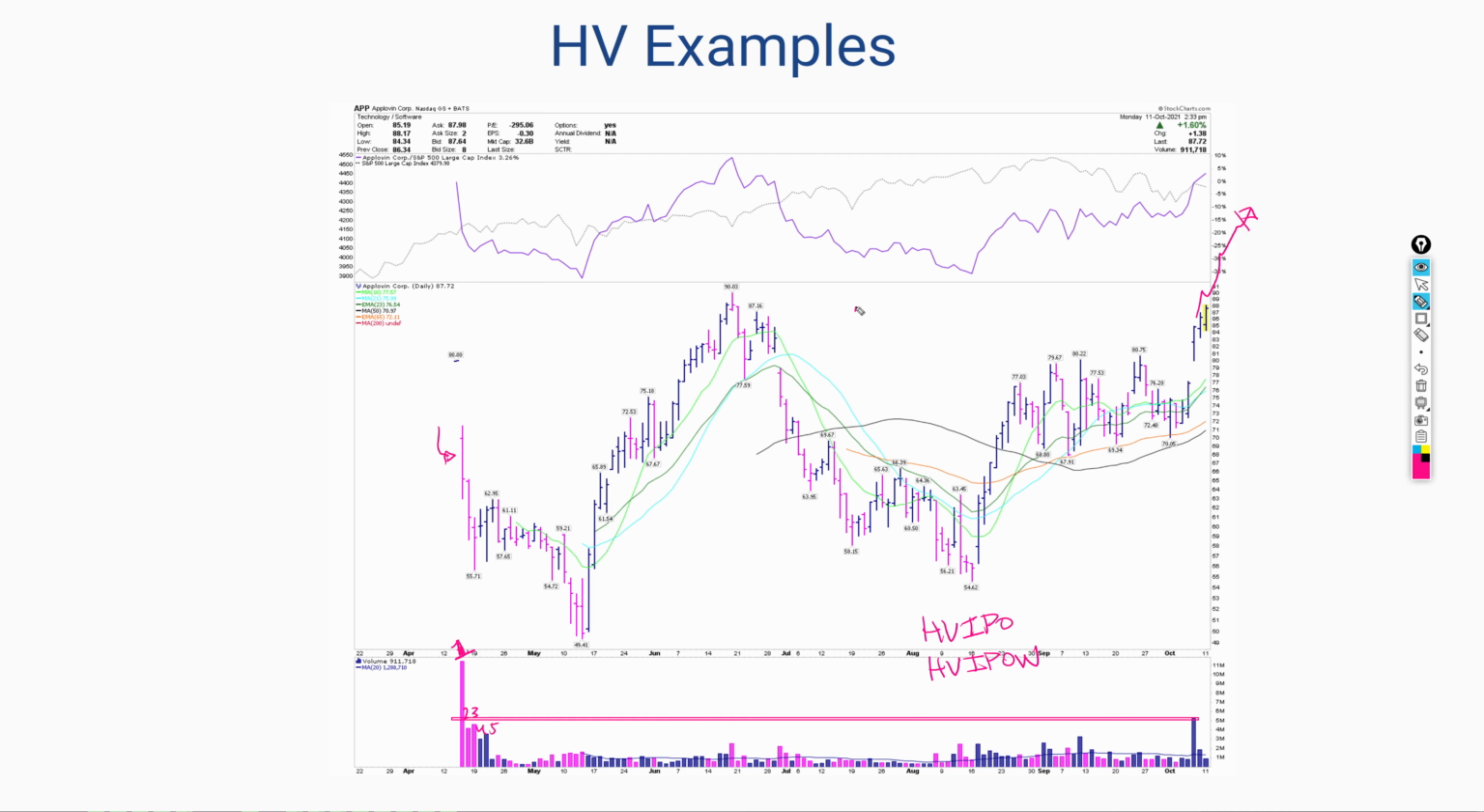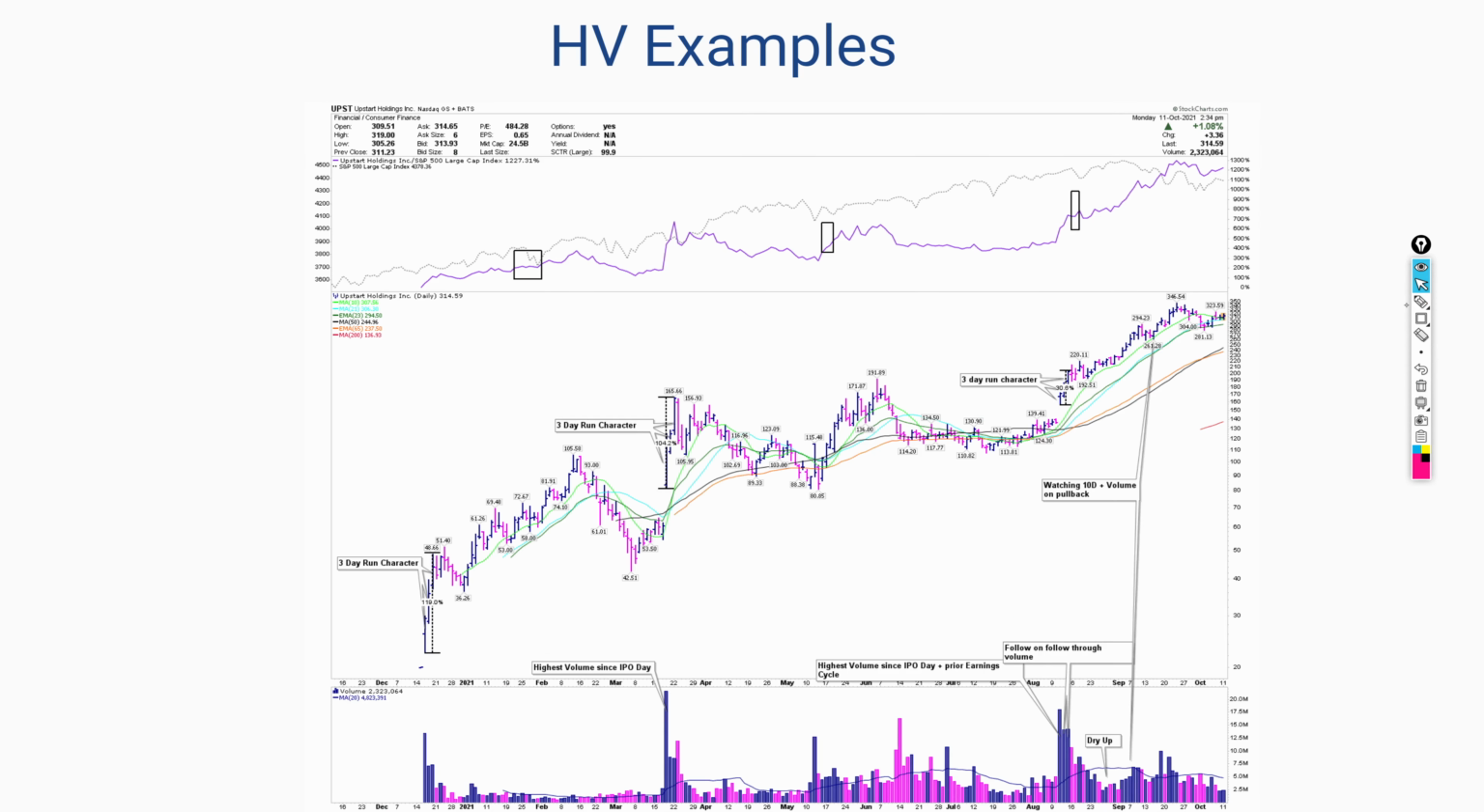So first, again, you observe a characteristic, then you study that characteristic, then you make it an edge for you after you study it, and once you study it, you also master that particular characteristic. Once you master it, it becomes a source of income, and then you repeat that loop for the next edge that you want to have in the markets. So that's a few examples of high volume since IPO week, high volume since IPO.